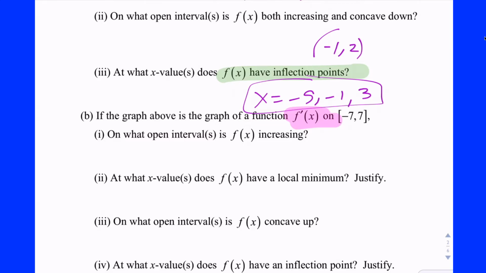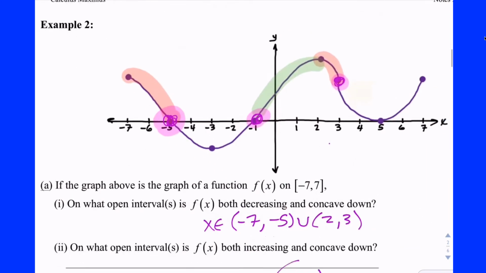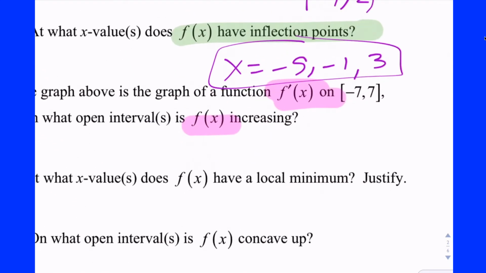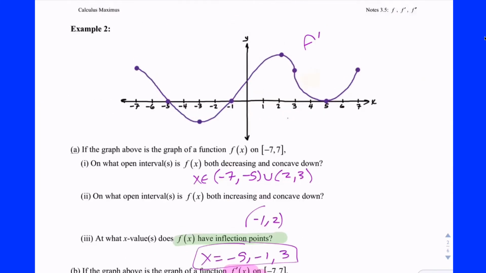Now on what open intervals is f increasing? Okay, is this still the graph of f? No, now it's the graph of f prime. So now you want to orient yourself the following way. Y values are the slopes of f. Slopes of f prime are f double prime values of f, concavity values. So f is going to be increasing now when this graph is what?